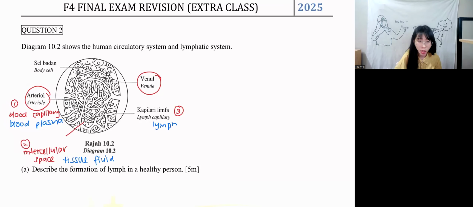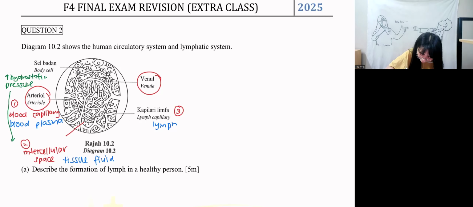What is the pressure called? At the arterial end of your blood capillary, there's a pressure being created. Correct? It's called hydrostatic pressure. Very good. They have an increase of hydrostatic pressure. This hydrostatic pressure will force most of the fluid. Okay, most is the word. Most fluid, not all fluid.